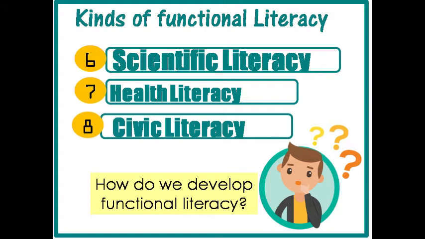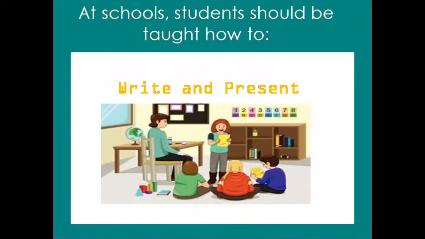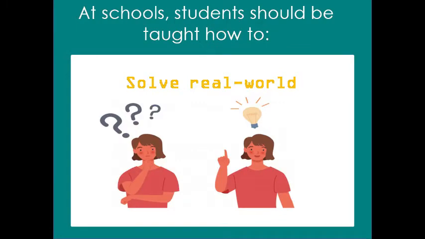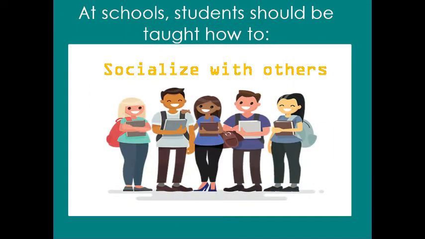Next is health literacy. It is the ability to understand healthcare information, particularly for making medical decisions or lifestyle choices about nutrition, exercise, sleep, and other factors that affect physical and mental well-being. Last is civic literacy. It is the awareness of how government works as well as your rights and responsibilities as a citizen and voter. At schools, students should be taught how to write and present ideas, read and comprehend, solve real-world problems, and most importantly, socialize with others.